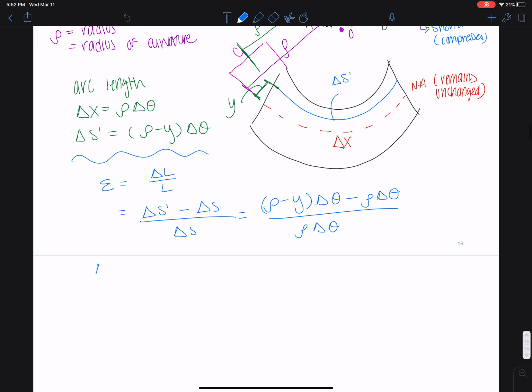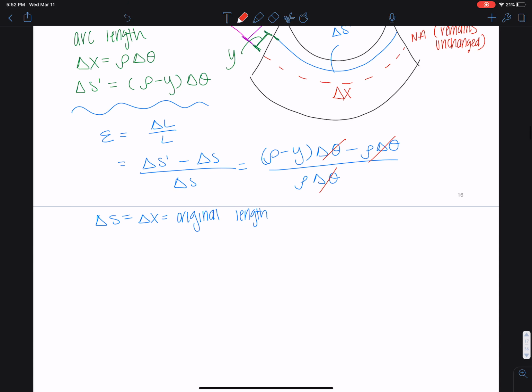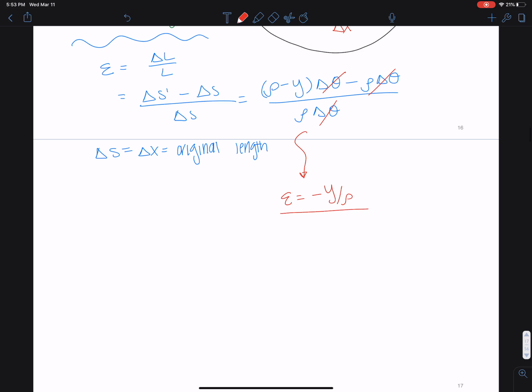Okay, we know a couple of things here. We know that delta S is really just delta X, which is my original length. Okay, and we can cancel these delta thetas, and we basically get this strain as Y over rho. Okay, and we can see that our normal strain just varies linearly along the cross section.